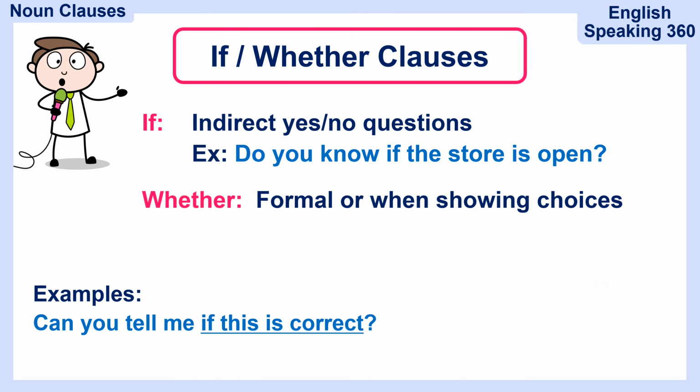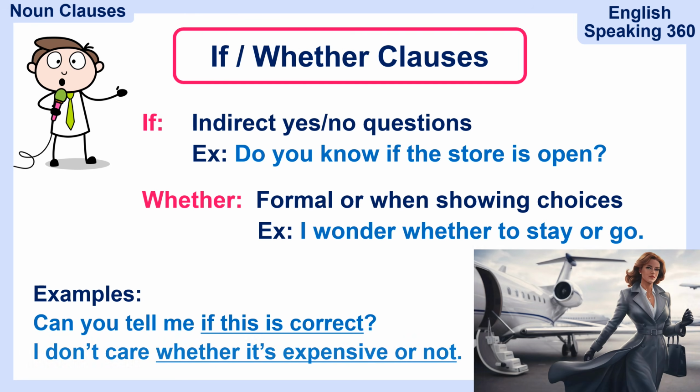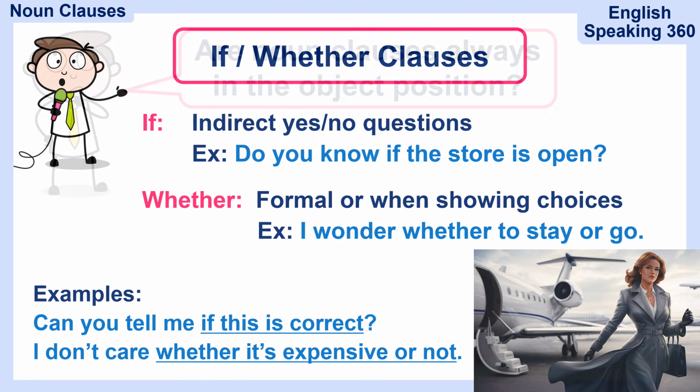Whether is more formal, so we do use it less than if. We use it in formal situations or when showing choices. For example, I wonder whether to stay or go. Stay or go is a choice. In this case, you cannot use if. I wonder if to stay or go doesn't make sense. Here's another example. I don't care whether it's expensive or not. Of course, she has a lot of money, so she doesn't care whether it is expensive or not expensive.